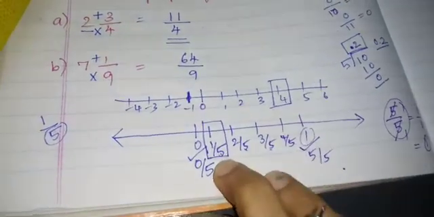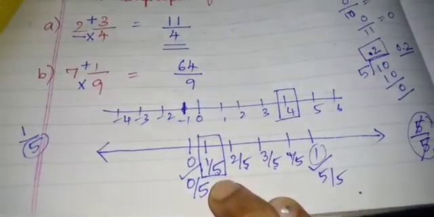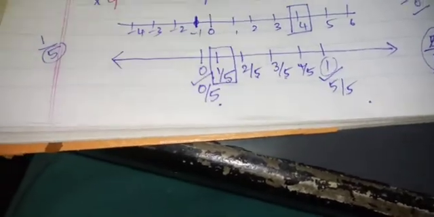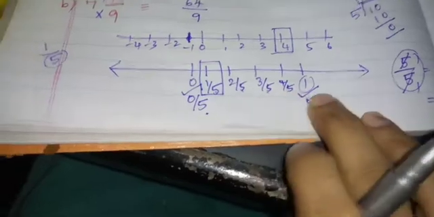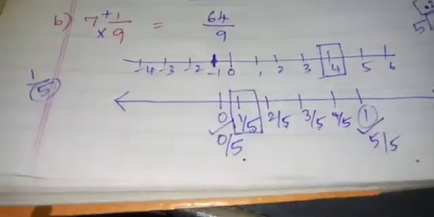Yes, so I am going to mark this 1 by 5 fraction on the number line. If it is 10 by 5, the answer is what? 2. So you can put a box on the number 2. I'll explain this when we are drawing some more diagrams.